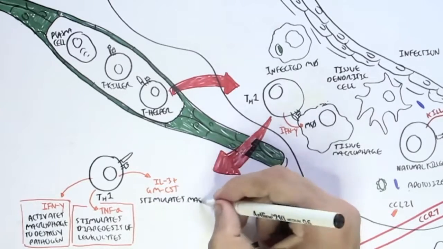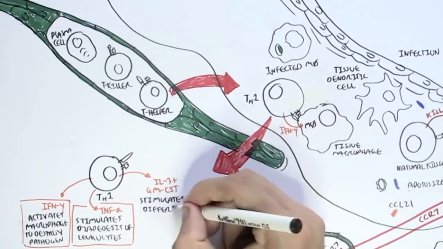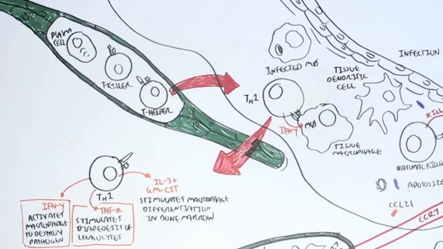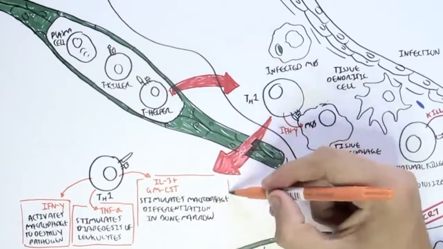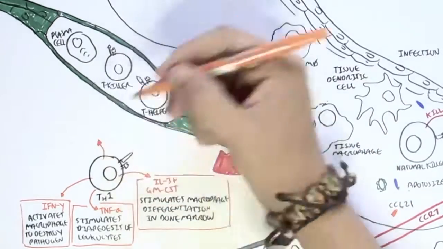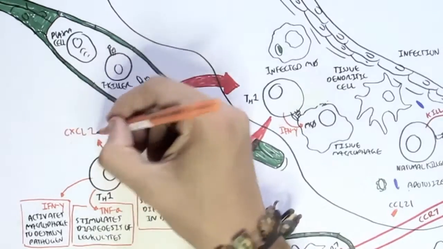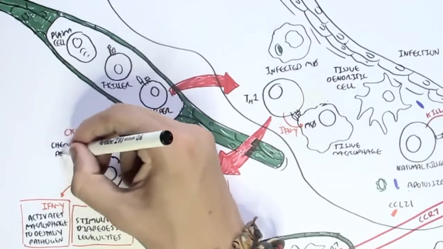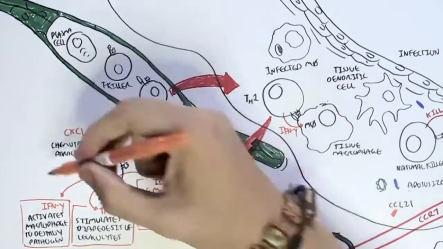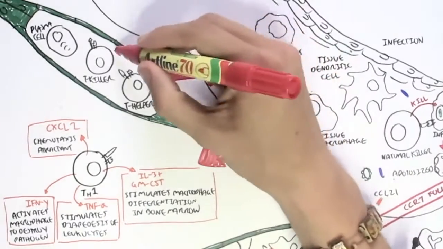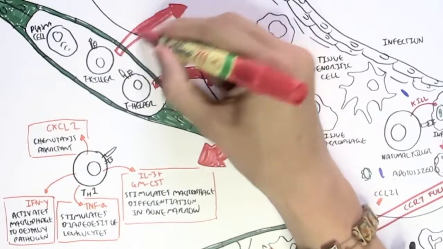T helper 1 also secretes interleukin-3 and GM-CSF, which stimulates macrophage differentiation in the bone marrow. So it allows bone marrow to produce more macrophages, or monocytes in this case. T helper 1 also secretes a chemokine, CXCL2, which is a chemotaxis attractant. So this chemoattractant will attract more leukocytes into the area.